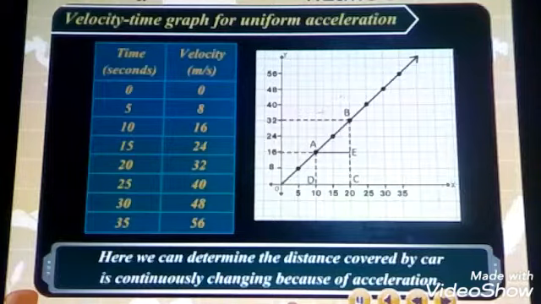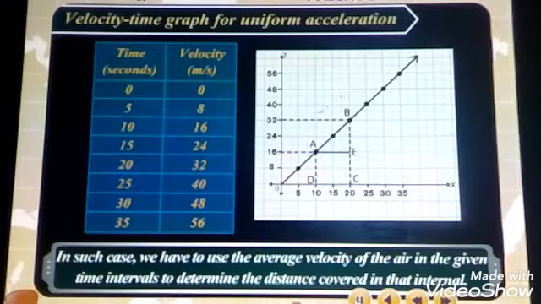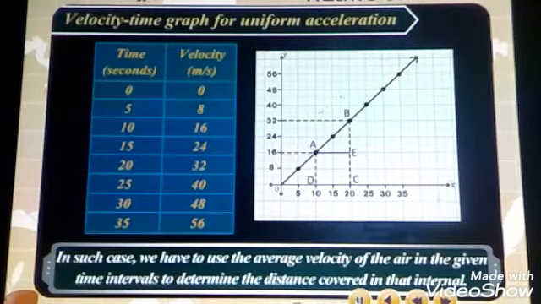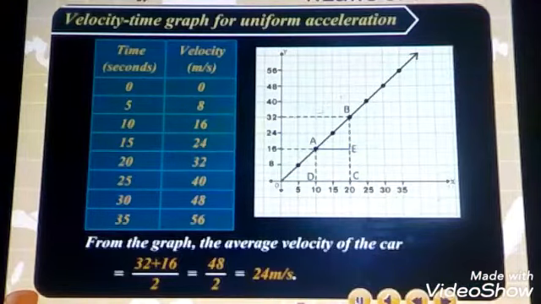because the graph will be completely dependent upon the acceleration, whether it is uniform or non-uniform. In such cases, we have to use the average velocity of the car in the given time intervals to determine the distance covered in those intervals. From the graph, the average velocity of the car is equal to (32 + 16) / 2 = 48 / 2 = 24 meters per second.